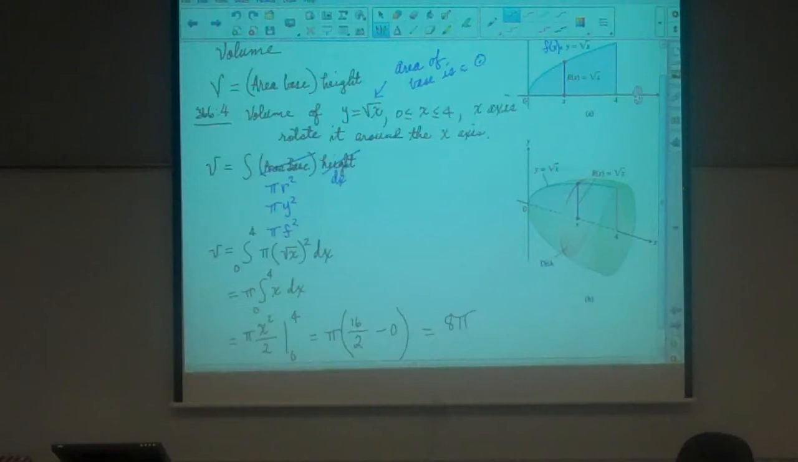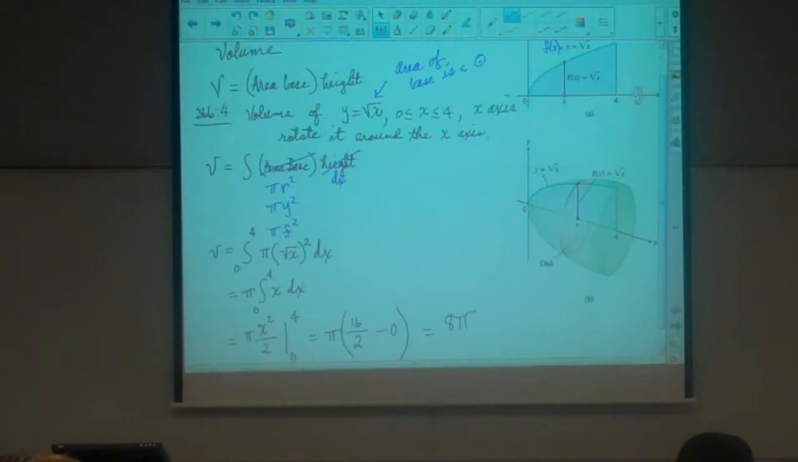until you get to Cal 4, in volume problems, you're going to be rotating around something. And it will tell you what to rotate around. And in this one, it says rotate it around the x-axis. Well, it could have said the y-axis. It just seems like it'd be easy.